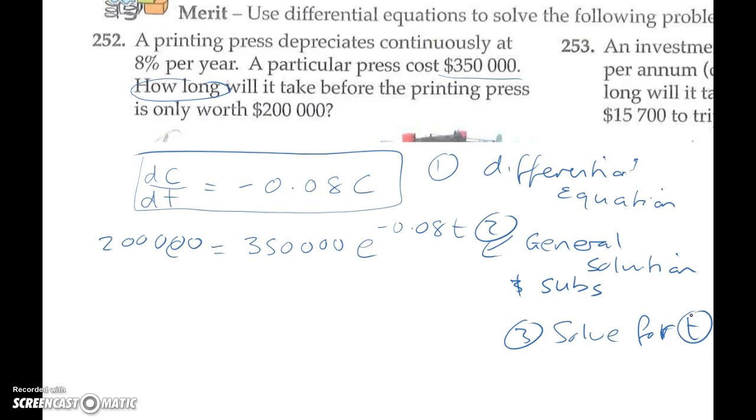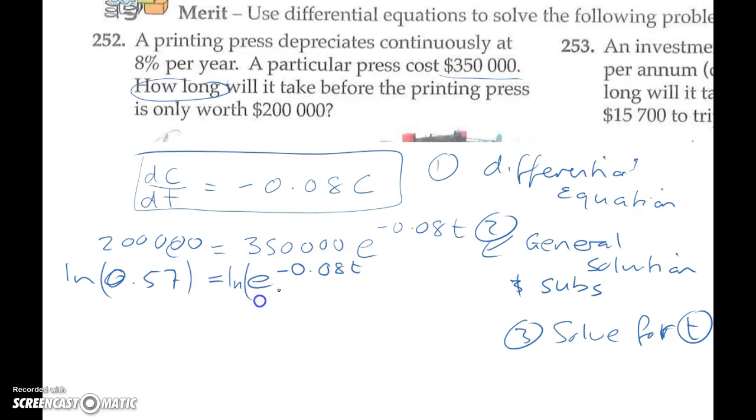So I'm going to have 200,000 divided by 350,000, and that gives me 0.57. I'm just going to leave the rest of it in my calculator while I do this. That equals e to the minus 0.08t. Now I actually want to know what just this t is. To get that down, I need to take the natural log.